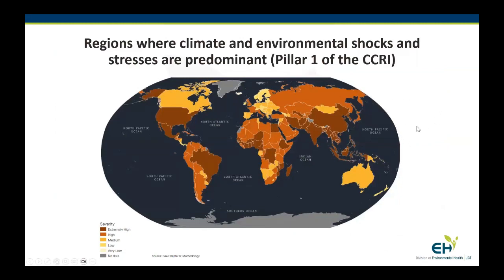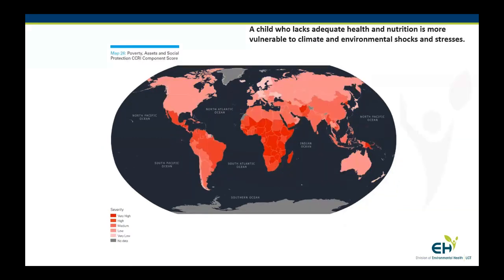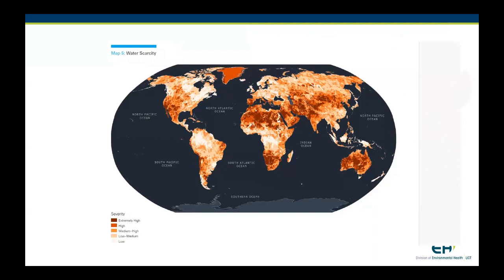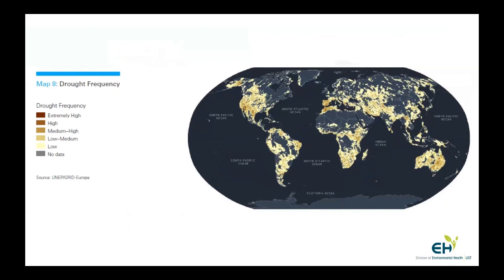UNICEF has done a document looking at the risk index for children, and I'm just going to share very quickly some of the diagrams they've come up with. I would encourage you to look at the document: the climate change risk index for children. Specifically for us in Southern Africa and South Africa, what are the environmental shocks and stresses that are going to be predominant? You can see that we're in a high risk area. It also looks at poverty and inequality and how this is going to be a shock and a stress, as well as water scarcity. Again, you can see within the Southern African region this high index, and the drought frequency, particularly in the area of Southern Africa.